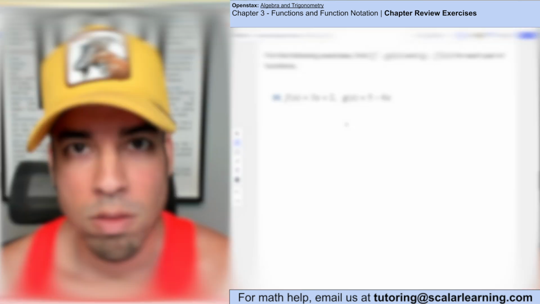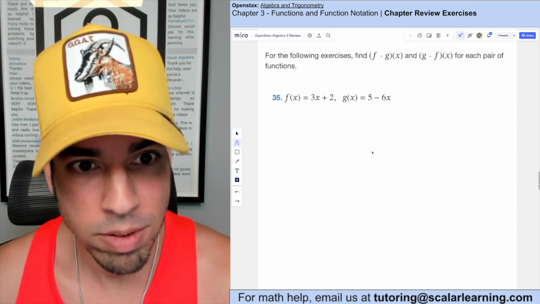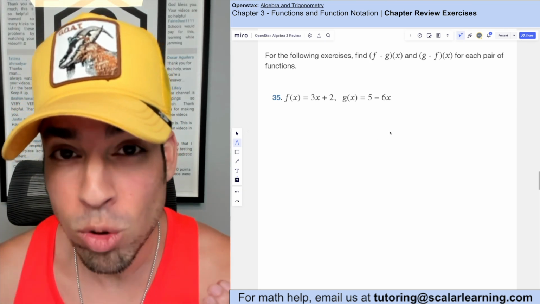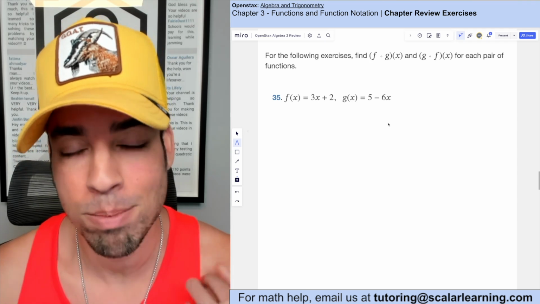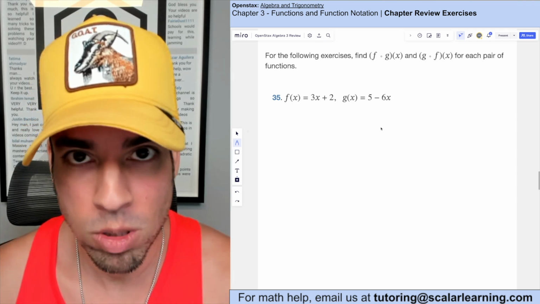Boom, done. For this one, we're first meant to find f of g of x, and then we're meant to find g of f of x. I'm going to use slightly different notation because I think it makes a little bit more sense in terms of how to approach these.